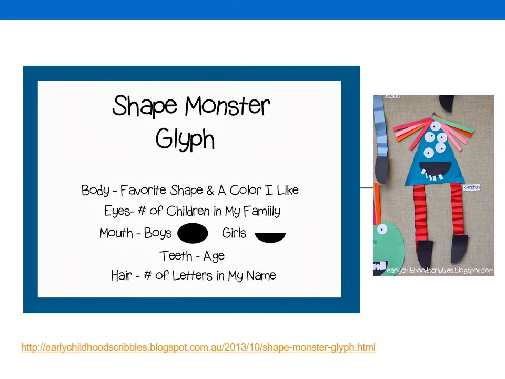Here's an activity that I've seen a number of different examples of. Each student creates a monster, and the monster is coded according to attributes of the student. The body is their favourite shape and colour. The number of eyes is the number of children in their family. The mouth determines whether they're a boy or a girl. How many teeth it has is how old they are. And the strands of hair are the number of letters in the name.